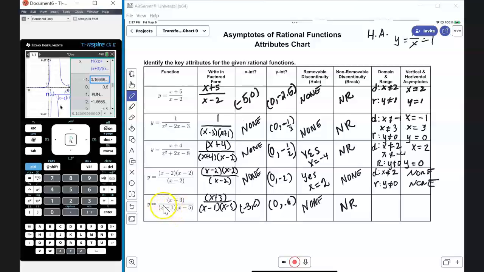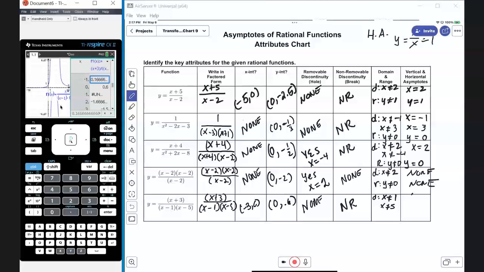Well, what's going to make this parentheses equal to 0? 1. So what are you going to write? x cannot equal what? 1. What's another number that will make this denominator equal to 0? 5. So what are you going to write? x cannot equal 5. It just so happens those are also the vertical asymptotes. Do you see that? Once you find one, you found the other.